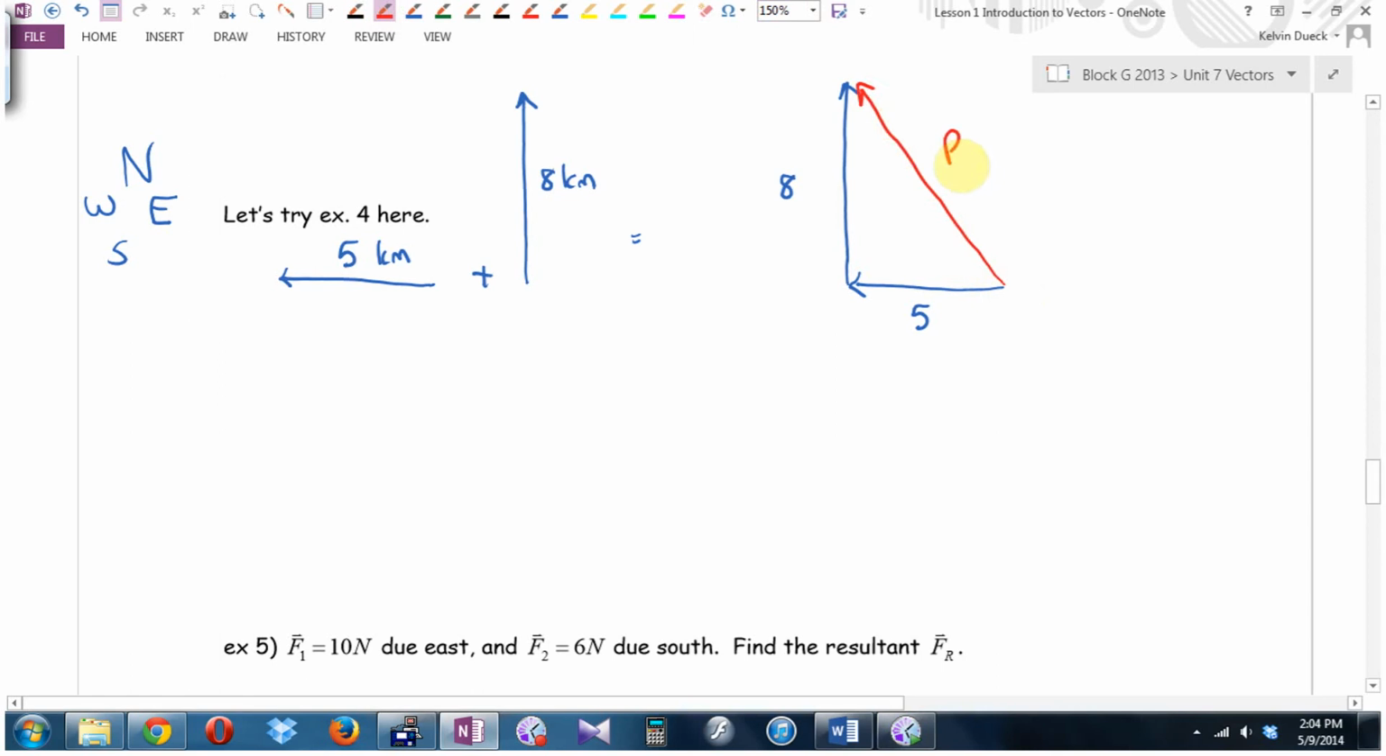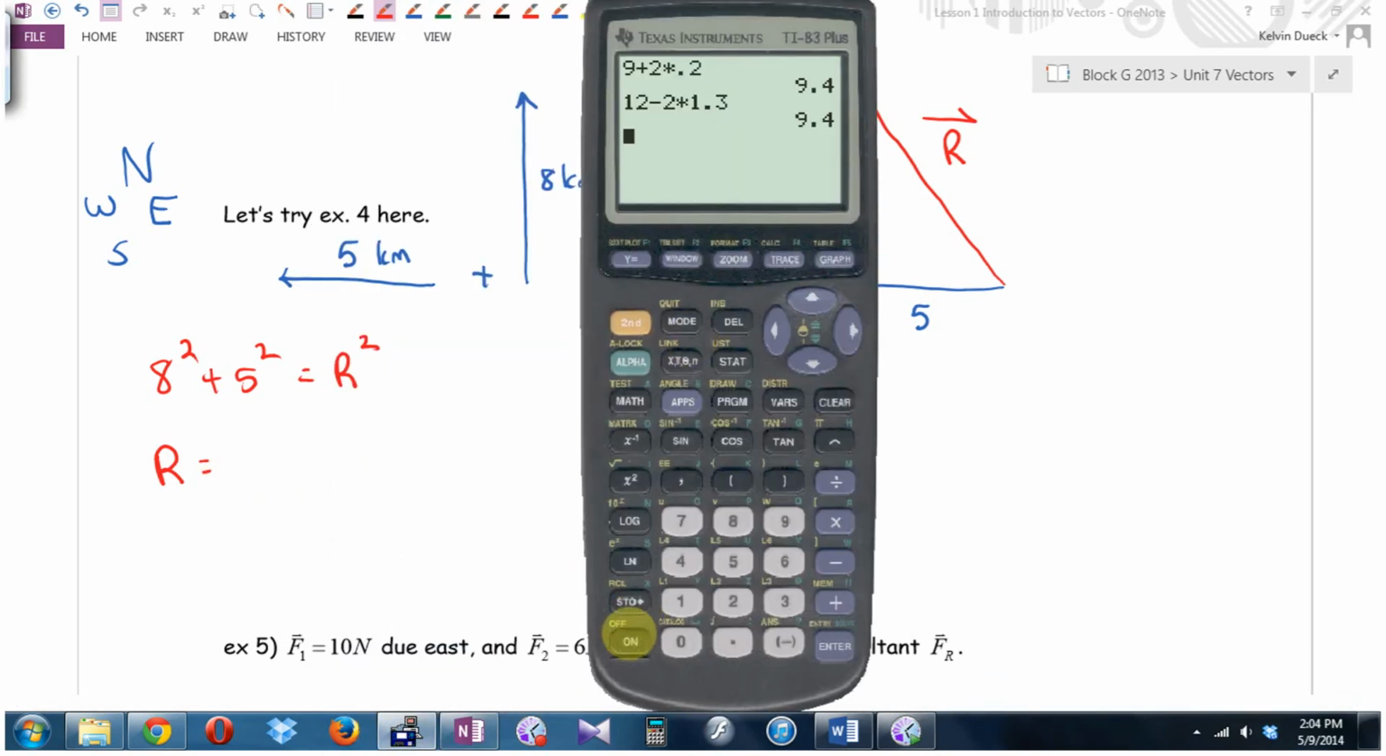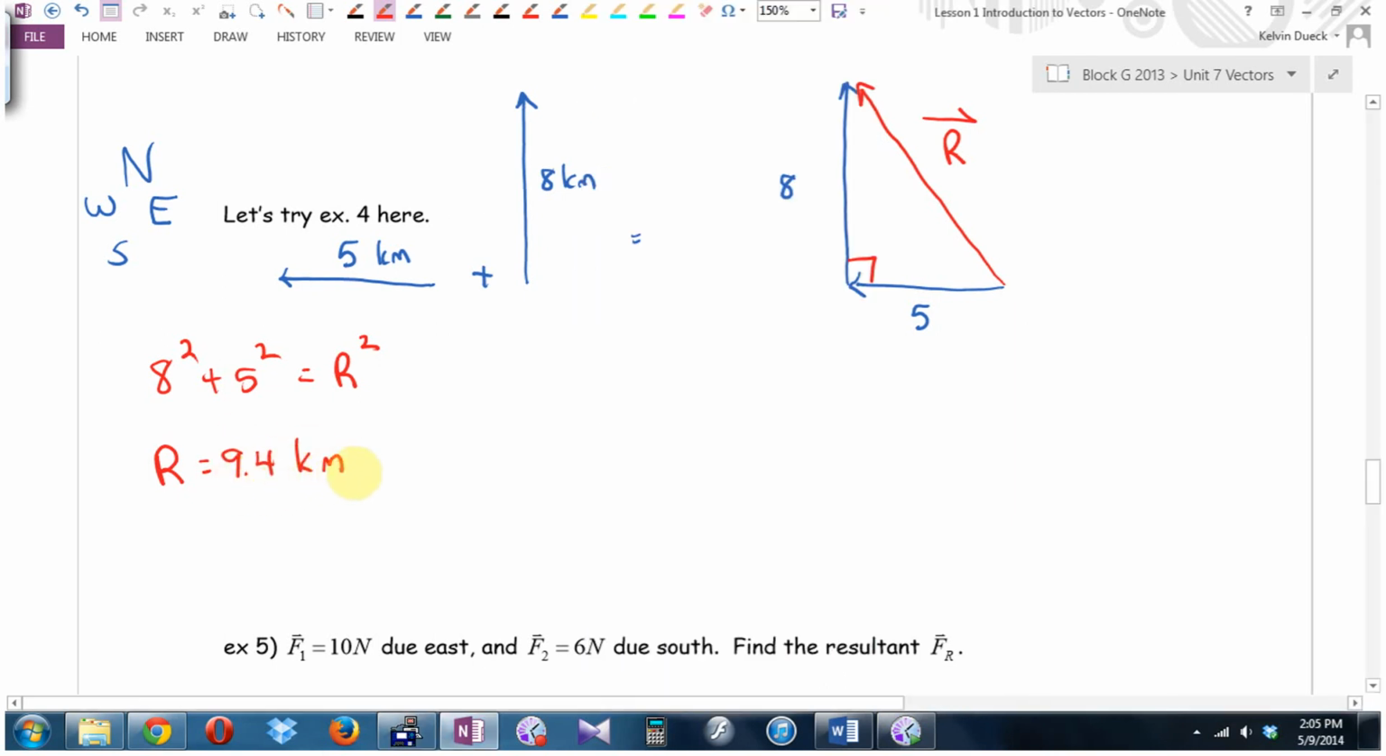Here is the resultant. I'll call it vector R. How could I find the magnitude of the resultant? Kai, you're saying 8 squared plus 5 squared equals R squared. How big is R? Calculator, please. This won't work out evenly. Do you get 9.43? 9.4? Kilometers, that's the magnitude, but I also need a direction.